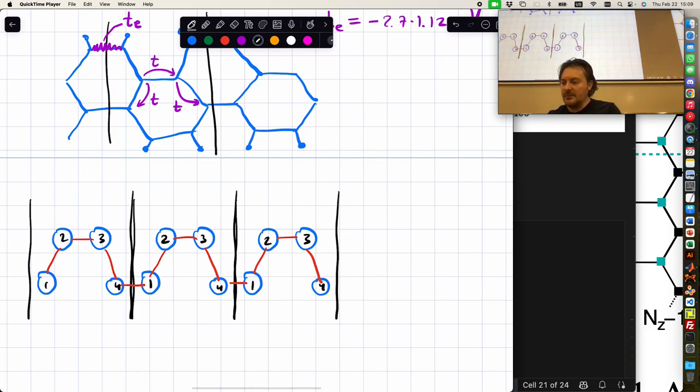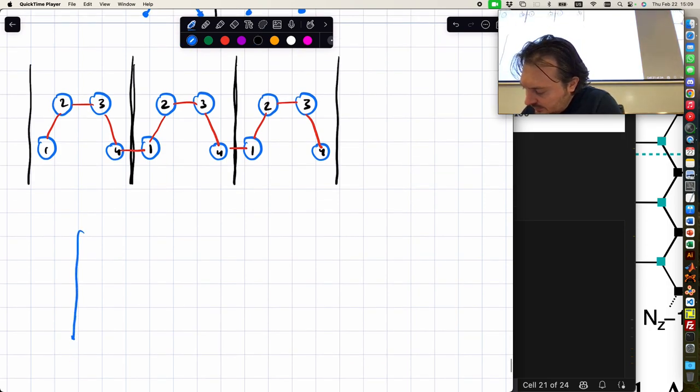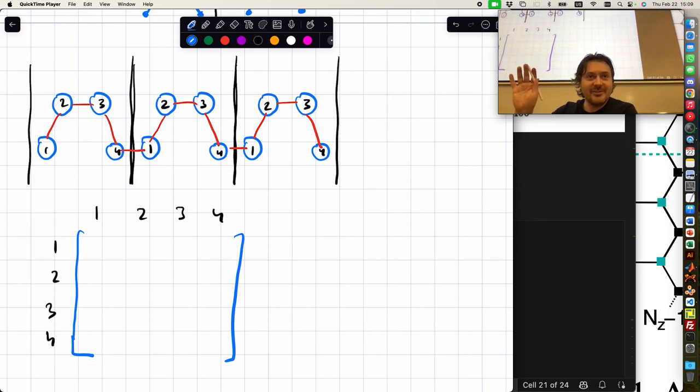Now let's write a tight binding model for this small nanoribbon together. Okay? So how many atoms do we have in a unit cell? 4 atoms. We have 4 atoms. 1, 2, 3, 4. Now, is there an interaction? So again, the on-site energies are 0. Okay?